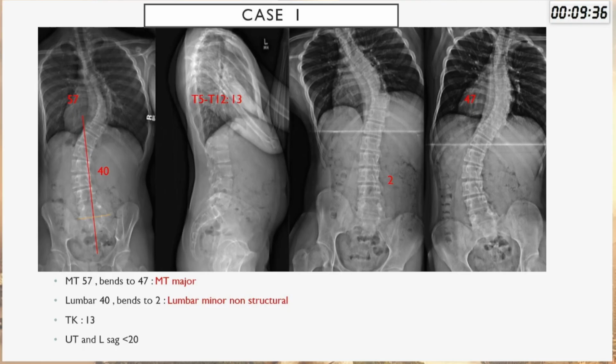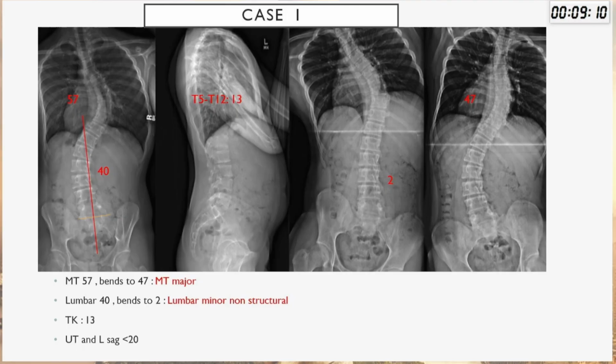This is the case: a 15-year-old girl, and her main thoracic is 57. It goes down to 47. Lumbar is 40, but it's very flexible, bends down to 2. So the lumbar is minor, non-structural. Thoracic kyphosis is 13, and both sagittal profiles are less than 20.